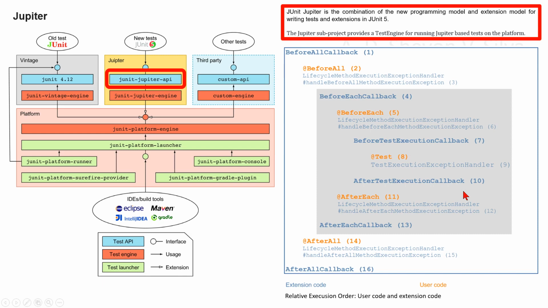Interface AfterTestExecutionCallback. AfterTestExecutionCallback defines the API for extensions that wish to provide additional behavior to tests immediately after an individual test has been executed, before any user-defined teardown methods, for example @AfterEach methods, have been executed for that test.